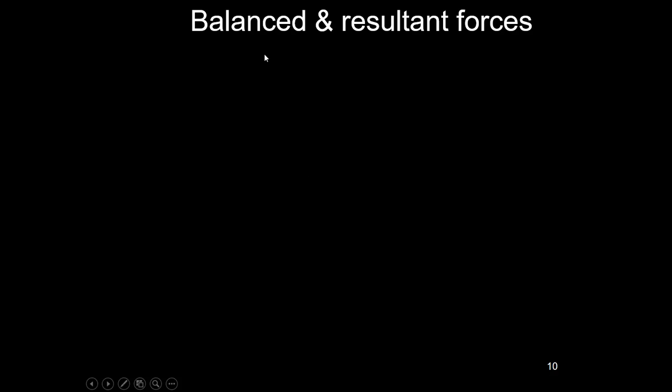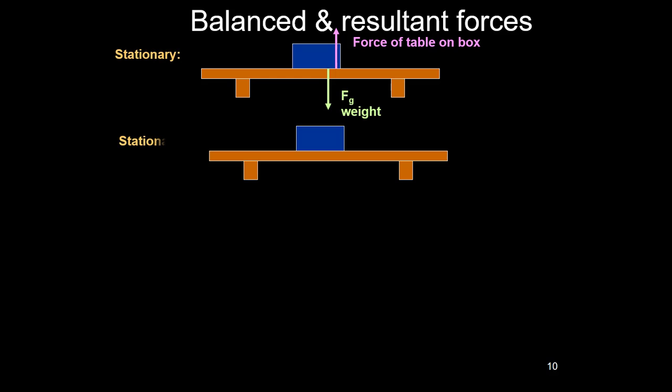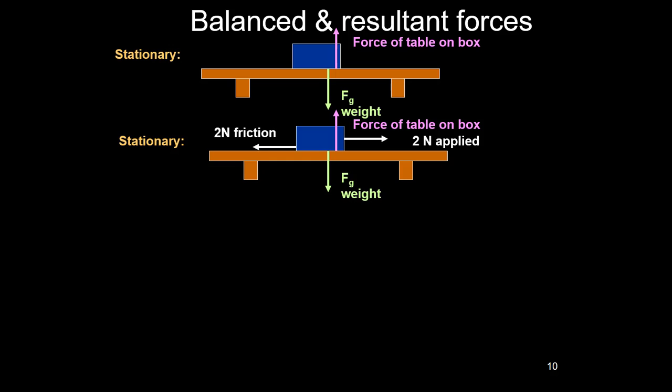Now, what does this mean? Balanced and resultant forces. Let's take again, we have an object sitting on a table. And because it's sitting on the table, we know it's going to be experiencing a force due to gravity, but also a normal force in the upwards direction. If we take our block and we still have our force due to gravity and our normal force, but we apply a force of 2 Newton on it to the right, and it's experiencing friction of 2 Newton to the left, then we know that again, the resultant force is 0, therefore the object does not move.